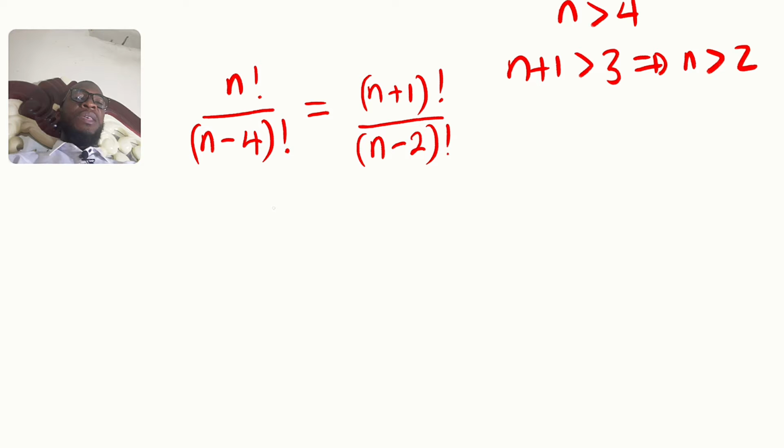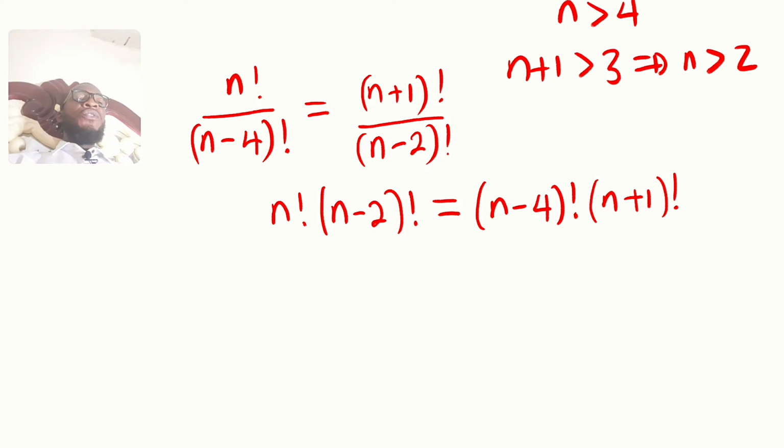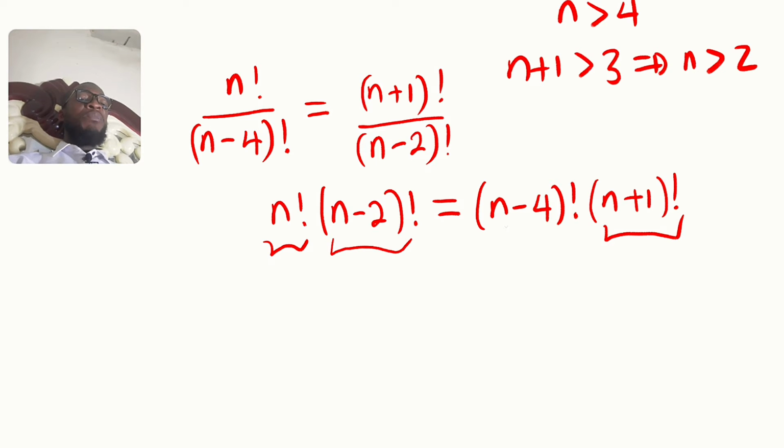If you cross multiply, you have n factorial multiplied by n minus 2 factorial, and this is equal to the other one, which is n minus 4 factorial multiplied by n plus 1 factorial. You should know that n plus 1 factorial can be written in terms of n factorial when expanded. Likewise, n minus 2 factorial can be written in terms of n minus 4 factorial when also expanded.